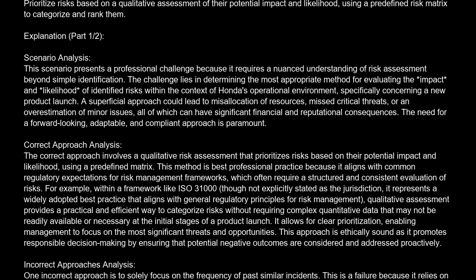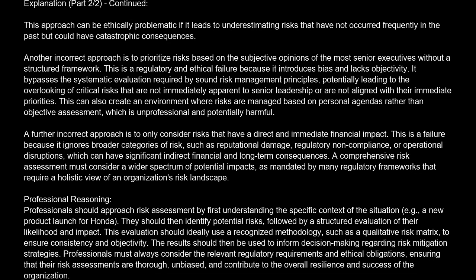Incorrect approaches analysis. One incorrect approach is to solely focus on the frequency of past similar incidents. This is a failure because it relies on historical data that may not be representative of future events, especially for a novel product. It neglects the potential for new, unforeseen risks or changes in market conditions that could alter the impact or likelihood of existing risks. This approach can be ethically problematic if it leads to underestimating risks that have not occurred frequently in the past, but could have catastrophic consequences.